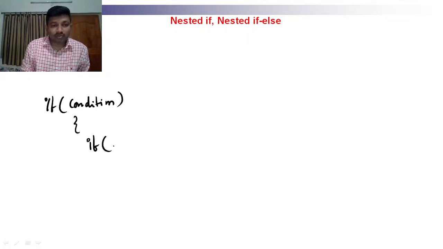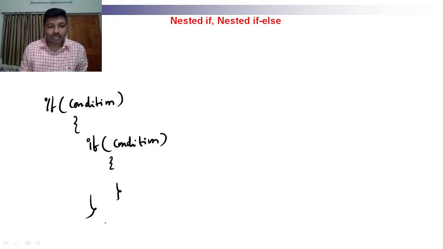Let us go for nested if and nested if else. What does it mean? Sometimes you may want to execute a set of instructions based on the outcome of more than one condition. It could be like an if condition, fine, then again you may execute one more test condition, then you want to execute something, or else you want to do something. Fine. This could be the case.